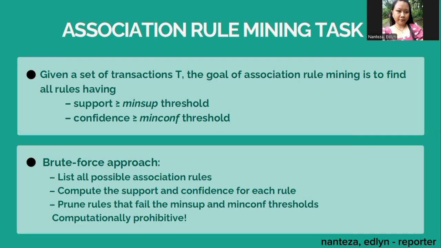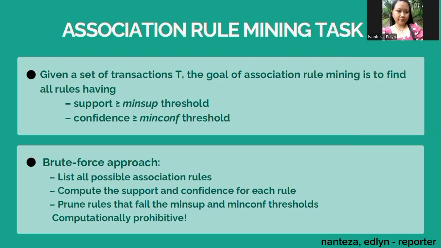Brute force approach. This is a straightforward method to find association rules, but it is computationally intensive. List all possible association rules. Generate all possible combinations of items to form potential rules. Compute the support and confidence for each rule. Calculate how often each rule appears in the transactions, support, and how often the rule is true, confidence. Prune rules that fail the minsup and minconf thresholds. Remove rules that do not meet the minsup and minconf thresholds.